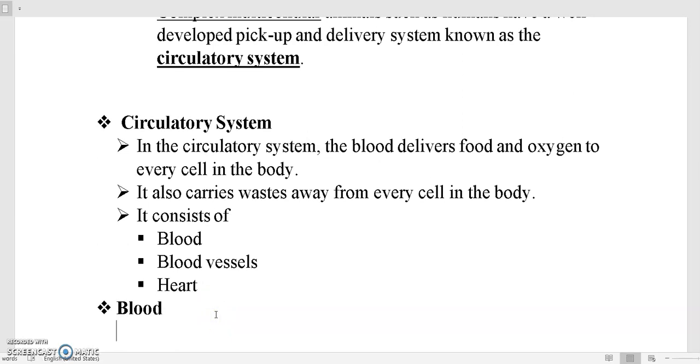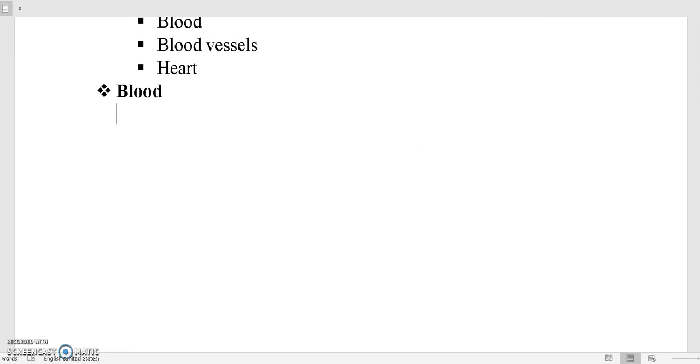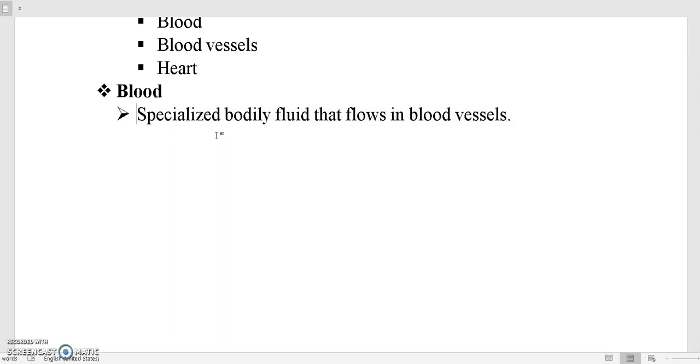So first, if we talk about blood, then we can say that this blood is a fluid, right? It's a specialized bodily fluid which flows in our blood vessels. Blood is a fluid, but it is not freely moving in our body. There have to be blood vessels which carry this blood. Okay, so what is blood? It's a specialized bodily fluid that flows in the blood vessels.